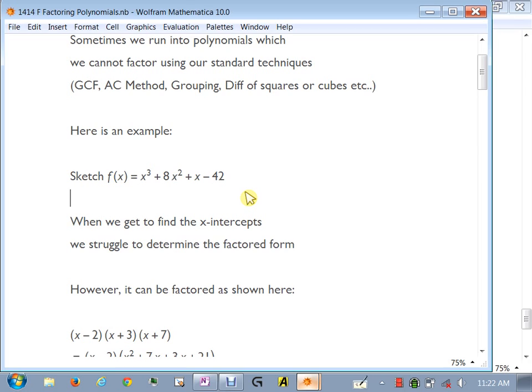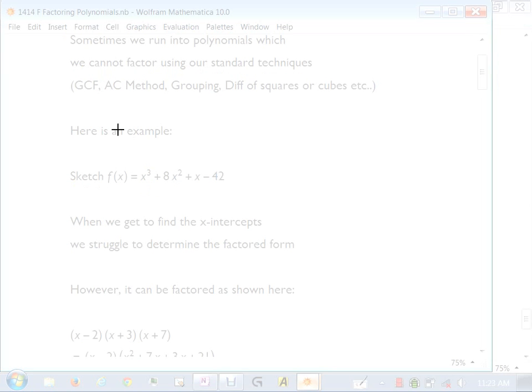And then the next step would be what? X-intercepts, so you set it equal to 0. Good luck. It's not going to happen for you, all right? Because you would look at this, the first thing you would do is GCF. There is no greatest common factor, right? So the next thing you would look at is possibly grouping. So let me show you why that's not going to work.